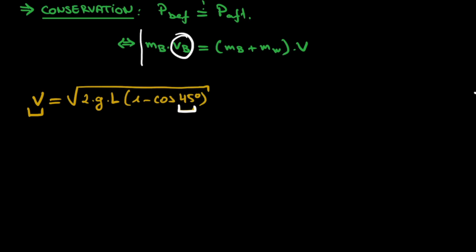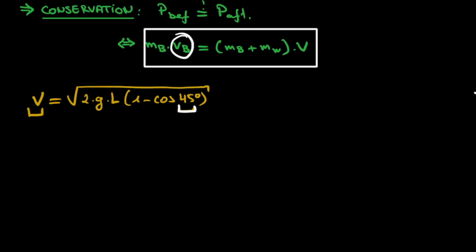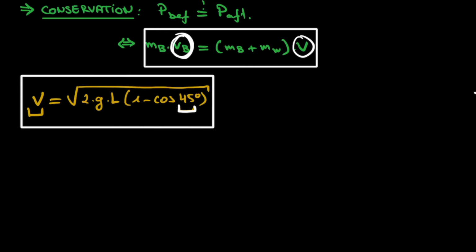However, we see that we're in luck now because we have found an equation by conservation of momentum linking this v of the bullet, which we are looking for, with this capital V. And we also have an equation that links this capital V with this 45 degrees. And therefore, we can link these two together by plugging one equation into the other. So to be concrete, we're going to fill in this capital V inside of this equation. And by doing this, we get the following.